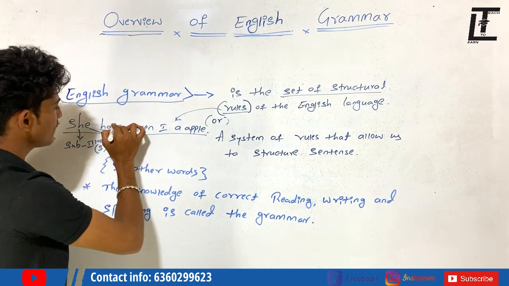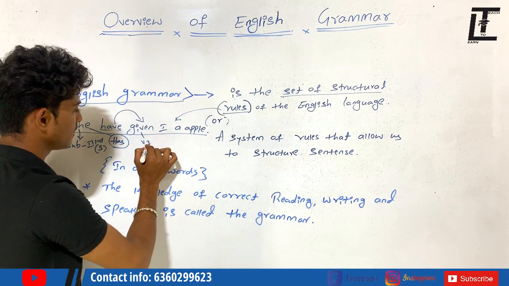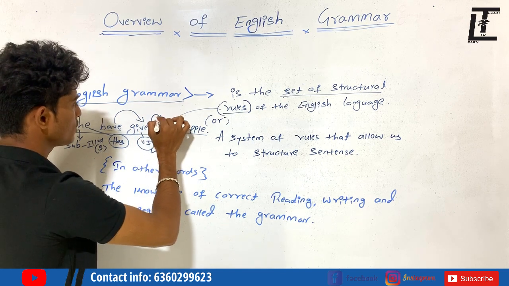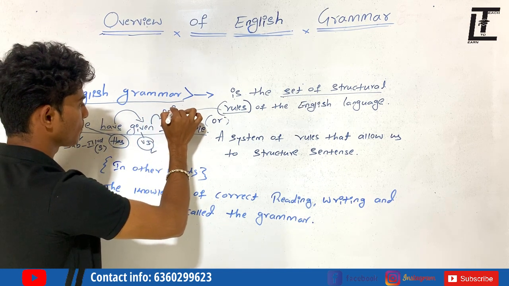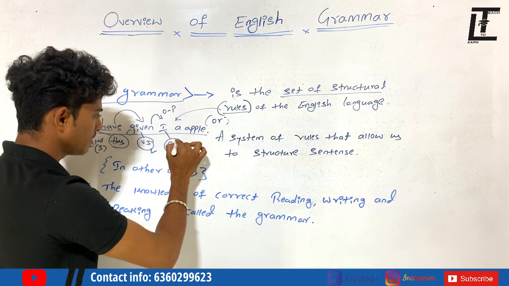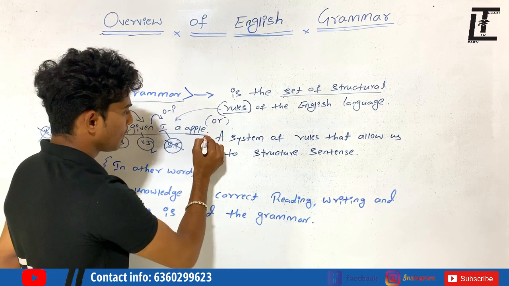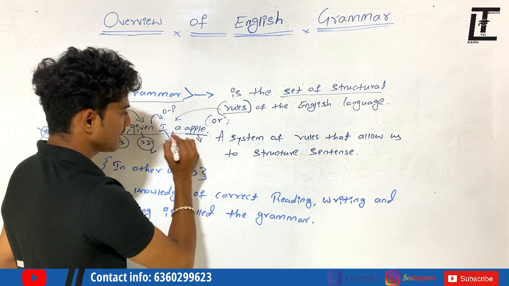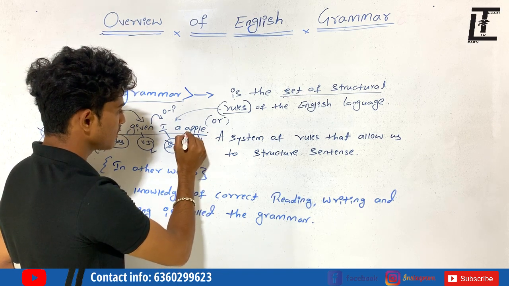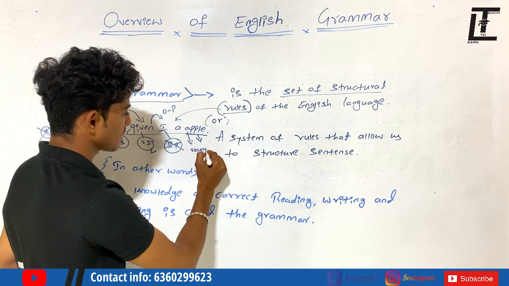Now, after using "has," it is correct. There must be V3 now, which means it is correct. And after this action verb, we should write the objective form of the pronoun, but "I" is the subjective form of the pronoun, which means it is wrong. Now, see here, "a apple." Apple is a countable noun, and the word apple starts with a vowel.